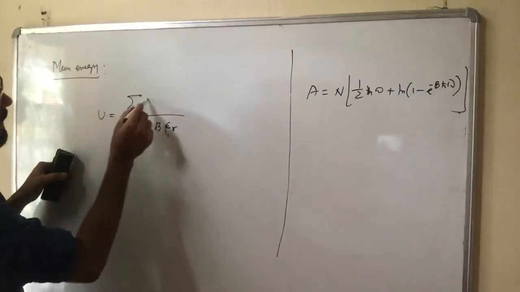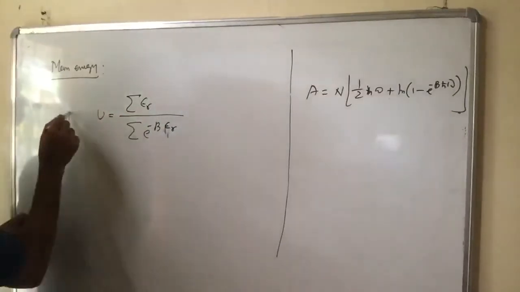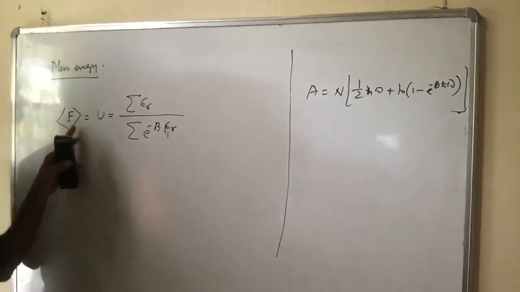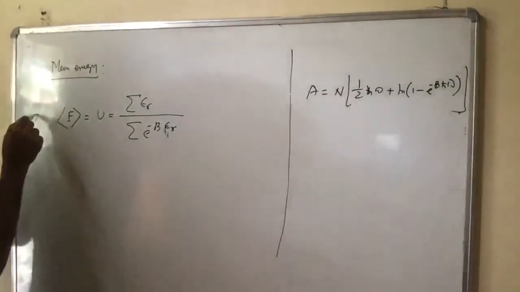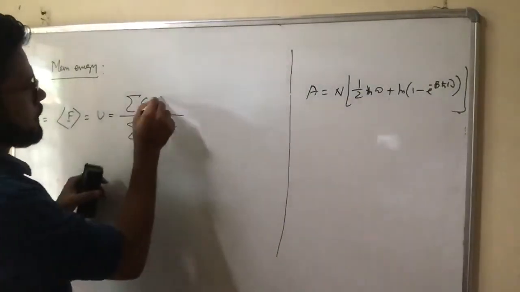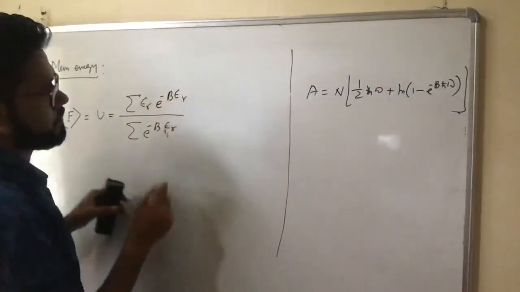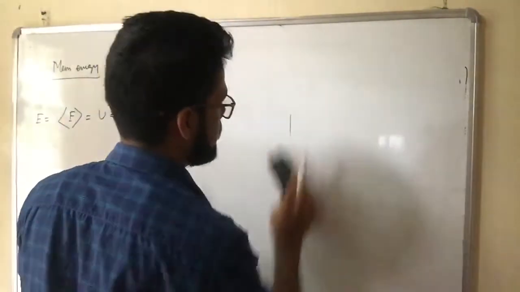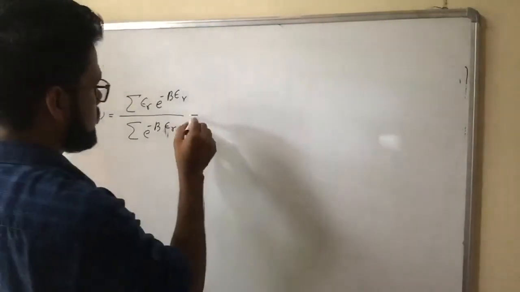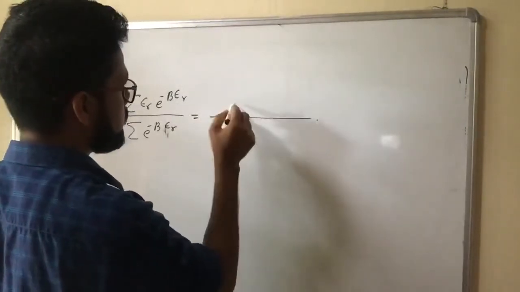I have already given you e to the power minus βE_r. This is E_r. This is the mean energy, U means mean energy. Do not confuse. You can express it as E, or sometimes we express only E. So this is the formula with e to the power minus βE_r. Directly we can calculate the mean energy.